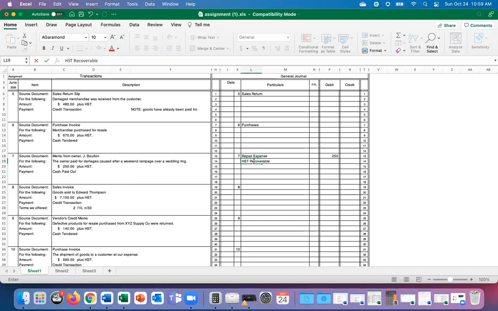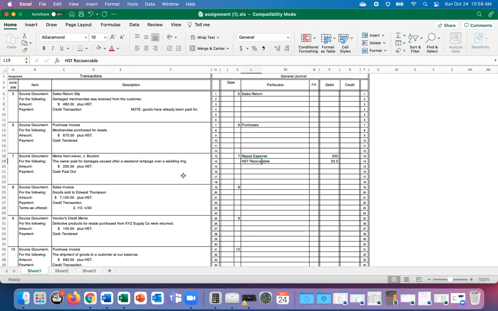Remember that HST recoverable is a contra liability account, meaning it does the contrary to what you do with most other liability accounts. So if you are increasing your HST recoverable, it is a debit. Normal liability accounts, if you're increasing them, they're credit. So that's what makes this one a contra. And eventually this one will subtract from our HST payable account to make the check that we have to write to the government less. Because remember, businesses don't have to pay HST.